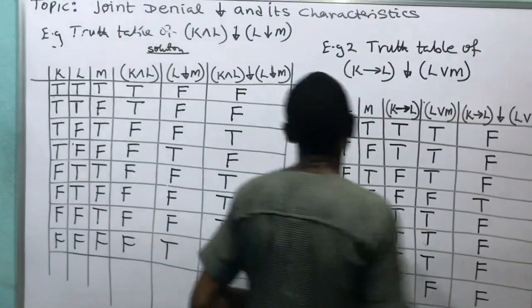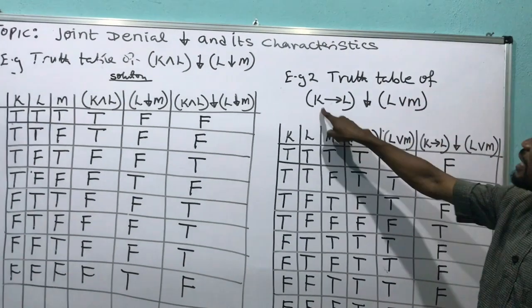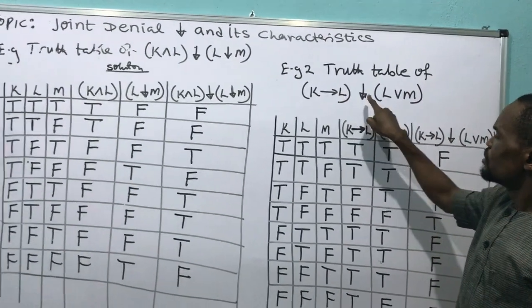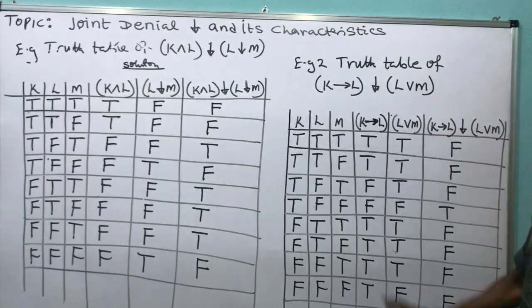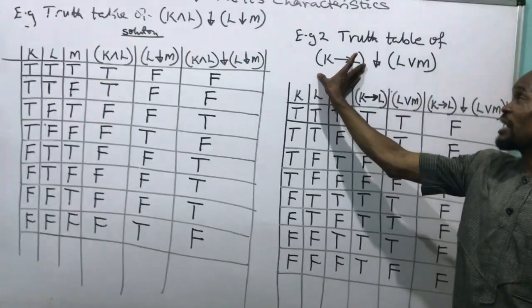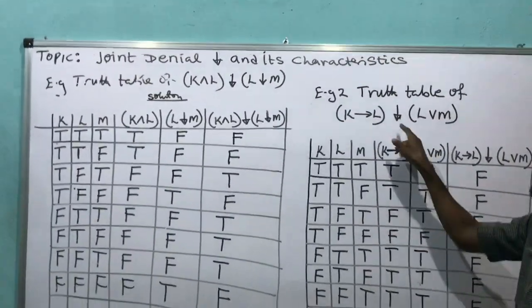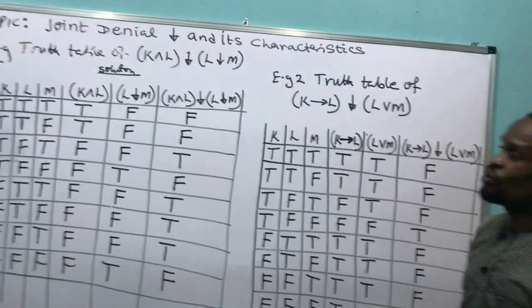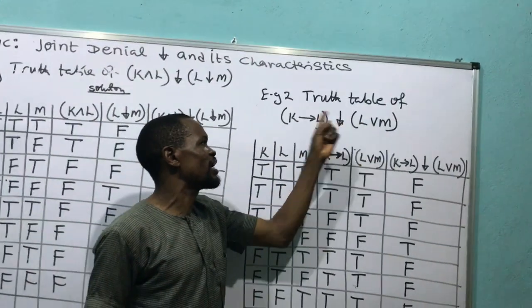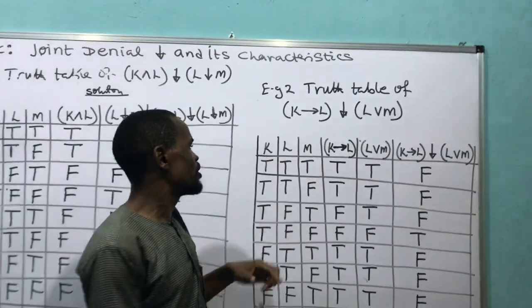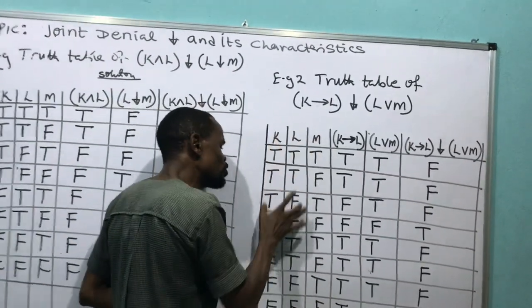Let's go to the second question. Second example. The second example says truth table of what? K implies L, joint denier, L or M. Then what am I going to do? I will do this one first as I'm doing in my calculator. I will do this one again. Then whatever I have here and whatever I have here, this one will take the final decision of the two. Then come over here. I have to say how many variables are here? 1, 2, 3. K, L, M are the variables. So I sit them down. K sit down, L sit down, M sit down. Then I produce their arguments.